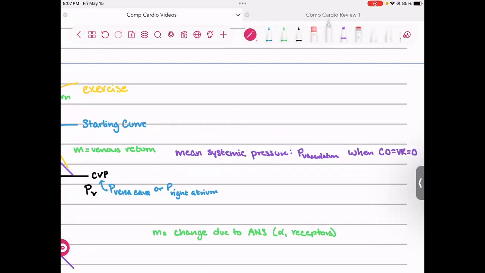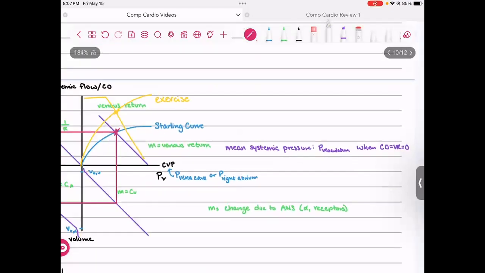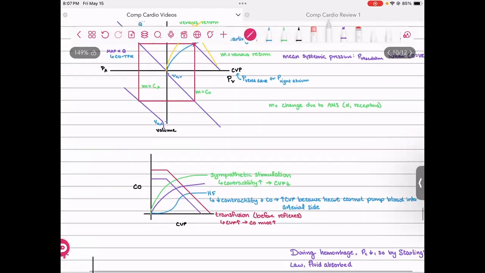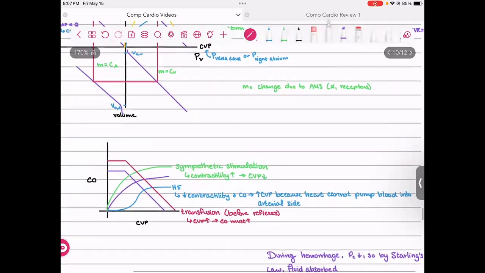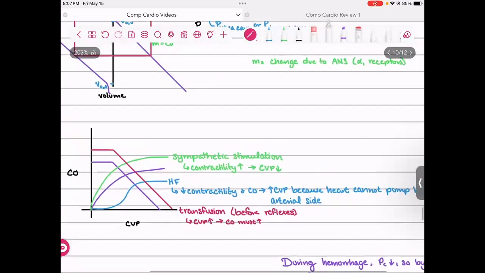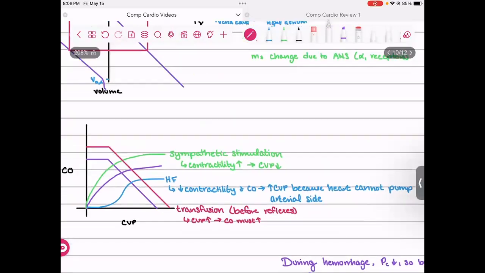The slopes can change due to the autonomic nervous system, so keep in mind those alpha receptors acting on our arteries. Over here is kind of a zoomed in version of that first quadrant. So you can see that with sympathetic stimulation in green, the contractility goes up, so that the CVP goes down at that equilibrium point. With normal heart, that's purple.